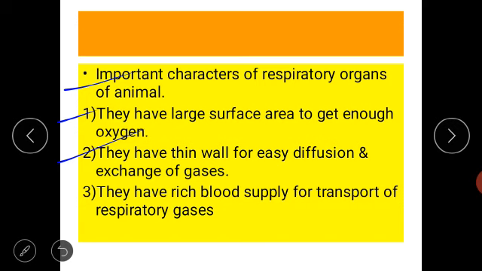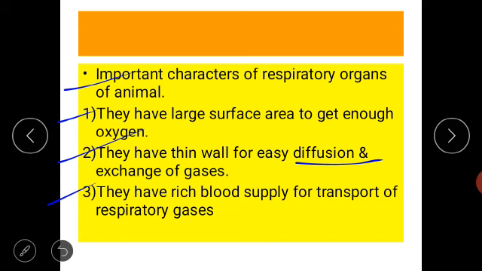Second, they have thin walls for easy diffusion and exchange of gases. The respiratory organs where exchange of gases actually takes place must be made up of thin walls, because air must diffuse inside and outside the organ easily. Diffusion takes place easily, so they are thin walled.